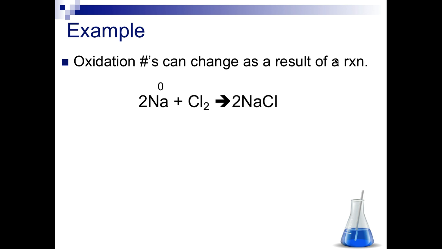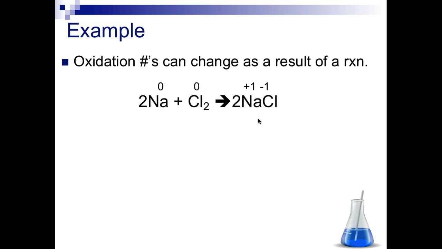So first we need to assign oxidation numbers. Na is a metal and it's an element, so it's a 0. Chlorine's also an element and it's a nonmetal, so it's also 0. And then when we have this compound formed here, Na likes to be +1 and Cl likes to be -1.